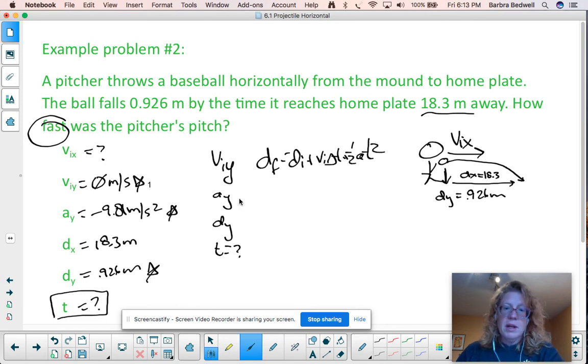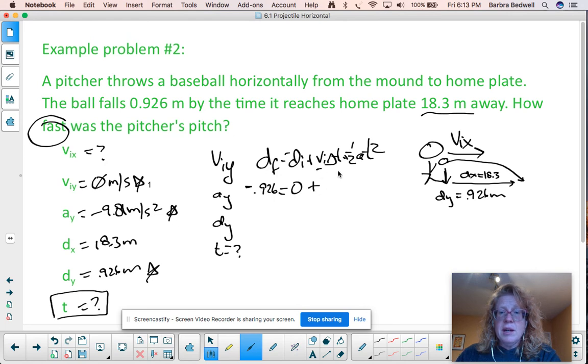Same equation. So df, how far is it going? Well, it's starting at 0 and it's ending at 18.3. No, we're doing vertically. It's ending at 0.926, right? I should probably do this backwards. To me, it's falling, so I'm going to give that a negative sign. If I say it starts at 0 and falls 0.926, that works.